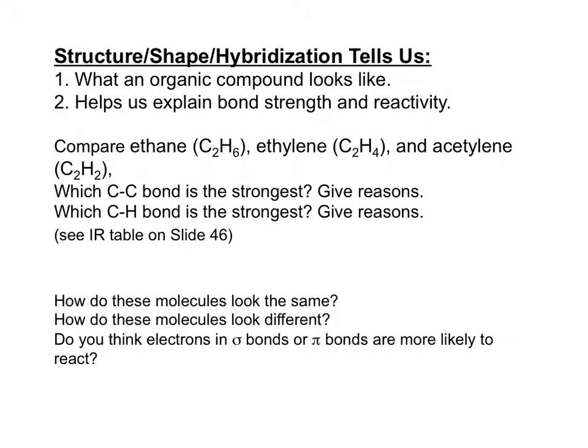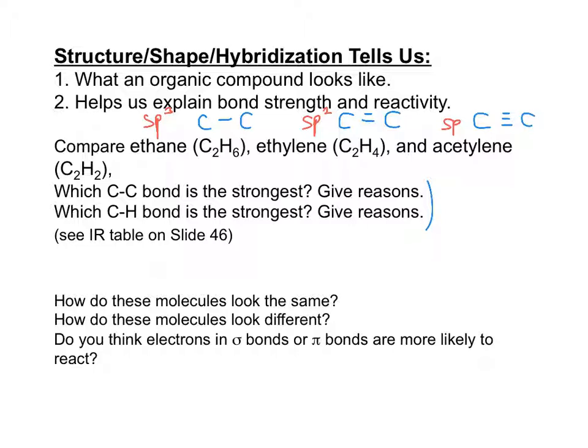Structure, shape, and hybridization also tells us about bond strength and reactivity. So stop the video, draw the structure of ethane, ethylene, and acetylene, and answer these questions. So ethane has a carbon-carbon single bond, ethylene a carbon-carbon double bond, and acetylene has a carbon-carbon triple bond. The strongest carbon-carbon bond is the carbon-carbon triple bond in acetylene. The valence bond theory reason is that the sp hybrid orbitals in acetylene have the greatest overlap, therefore the strongest bond. So the greater the %s character, the stronger the bond, because more overlap.